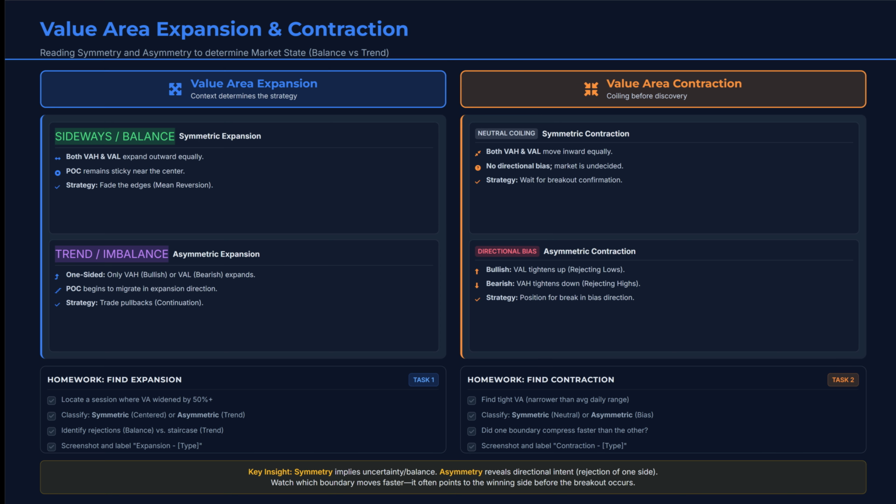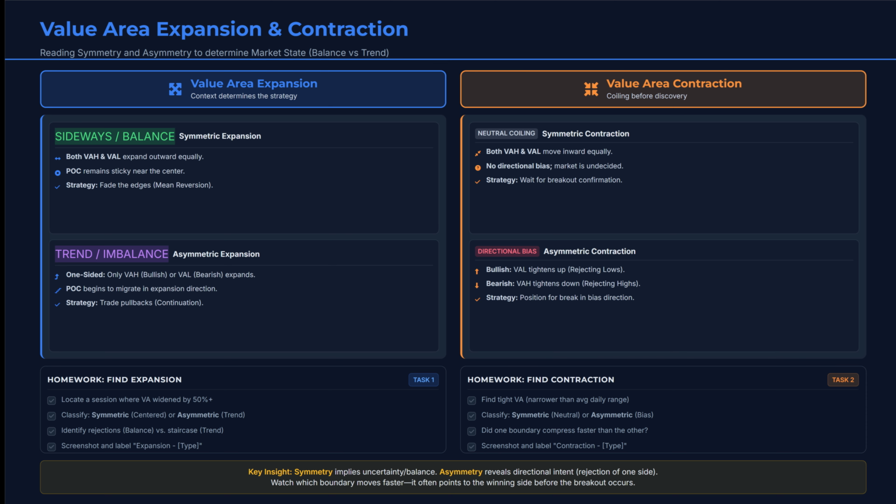Let me break down all four patterns in detail so you understand exactly what to look for and how to trade each scenario. Part 1. Value Area Expansion, the two types. Value area expansion occurs when the value area widens as the session progresses, but expansion can happen in two very different contexts: sideways balance or trending imbalance. The pattern of expansion tells you which context you're in, and therefore which strategy to deploy.